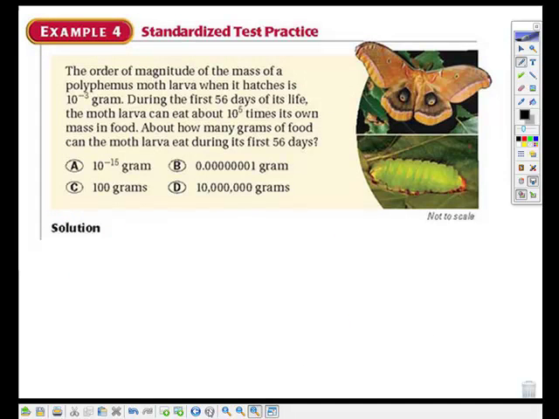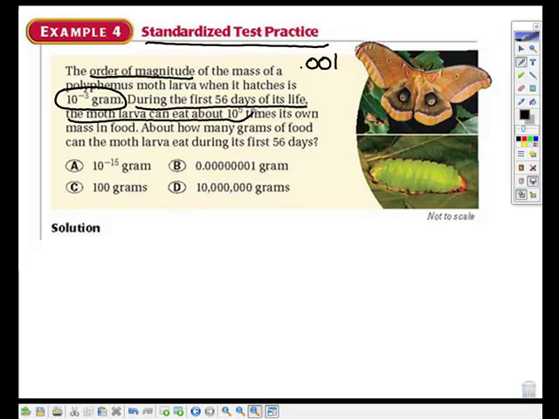If we go to example 4, it's just an example of standardized tests, giving you a little bit of a story problem, dealing again with order of magnitude. The mass of a polyphemus moth larva when it is hatched is 10 to the negative 3 grams. It's pretty small because 10 to the negative 3 is 0.001, so it's a very small part of a gram, and a gram actually is about what a small paperclip weighs. Reading on, it says during the first 56 days of its life, the moth can eat about 10 to the fifth times its own mass in food. Well, its own mass is that number.